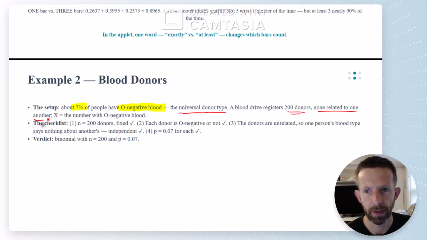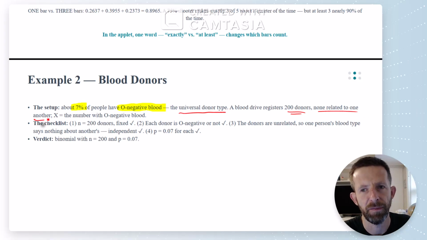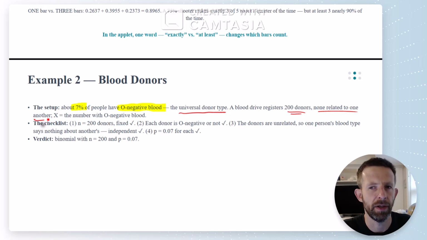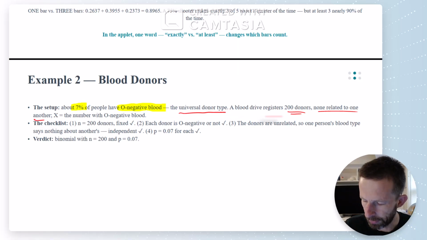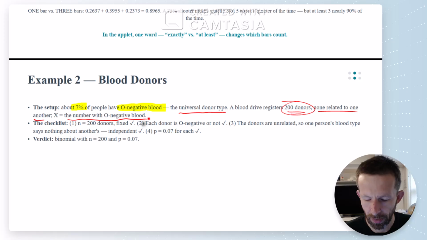That makes a difference. If you have 15 people come and they are from a close family, then there's likely to be some correlation between their blood types, some sort of relationship. All right, so you've got 200 donors, and I want to know how many of those 200 will have an O-negative blood type.